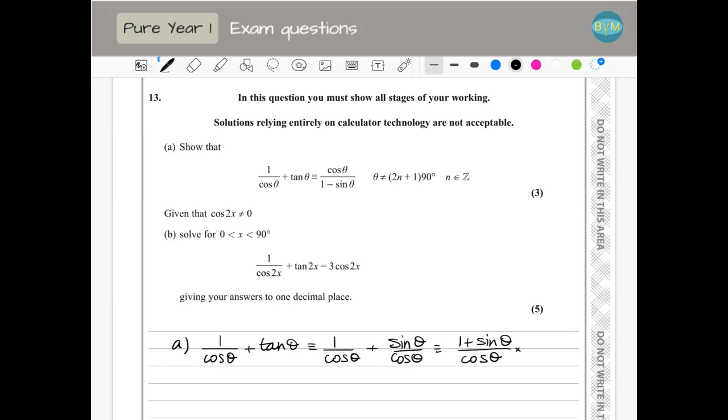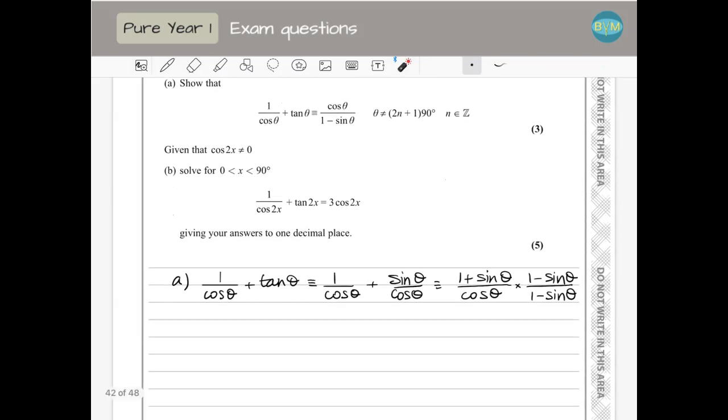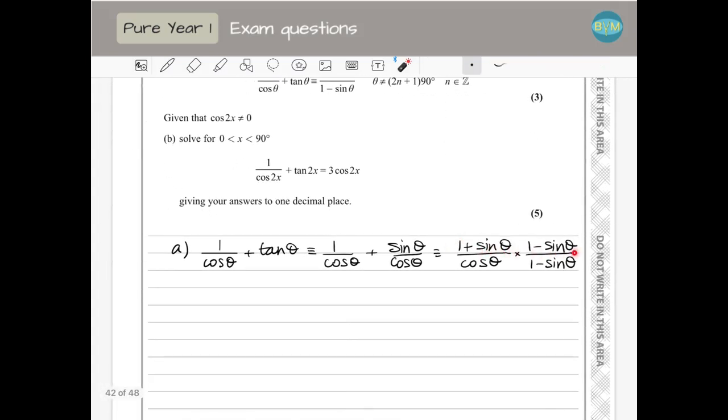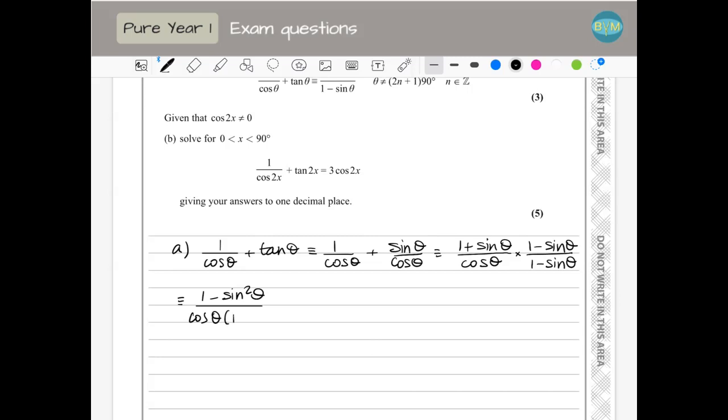So that's what I'm going to do. I'm going to multiply 1 minus sine on the top, 1 minus sine on the bottom. In the numerator, these two things are a difference of two squares, so it's going to be 1 minus sine squared. And in the denominator, I have cos times 1 minus sine. I know 1 minus sine squared is cos squared.